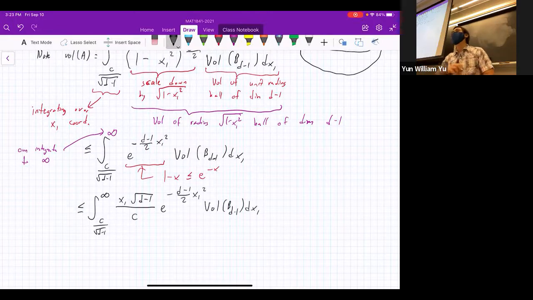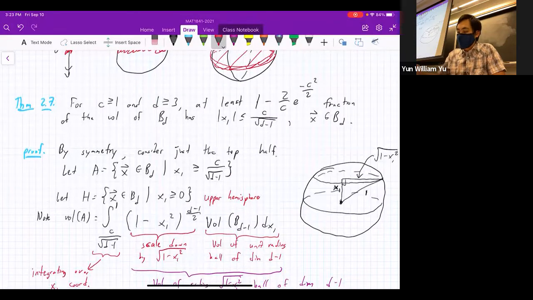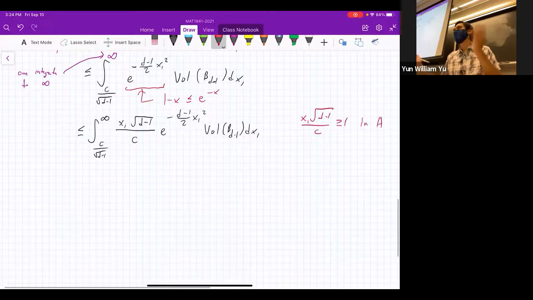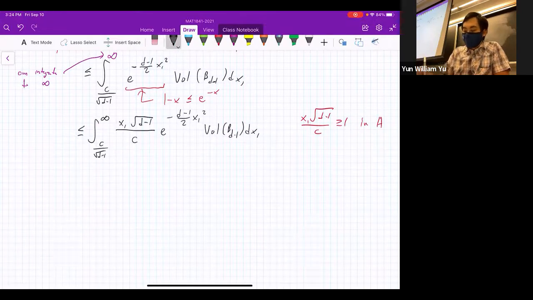Does anyone want to tell me why I could do that? Just want to make sure you guys are following. Yeah, exactly. Because the stuff I've thrown in there is always greater than or equal to 1. This is because, by one of our conditions up here, we are integrating in this ball. So by these conditions, we know that x1 times the square root of d minus 1 divided by c is greater than or equal to 1 in A. And so we can substitute that in, and our inequality still holds. Okay, now that we've done that, that makes the integration a lot easier. First, we bring stuff out in front. So this is all pretty standard.